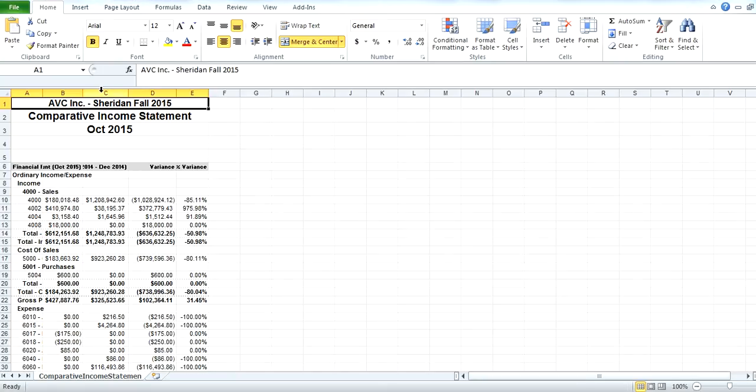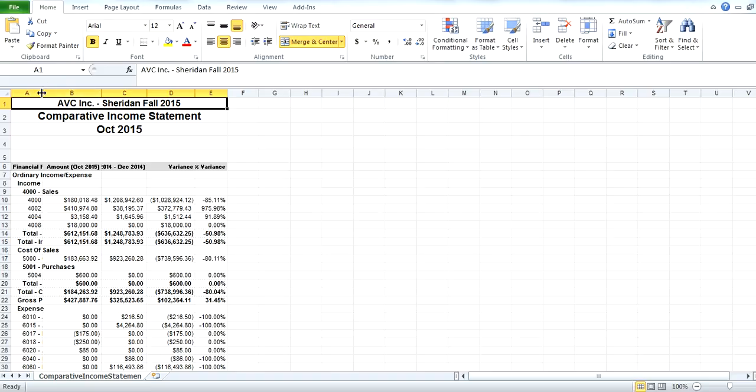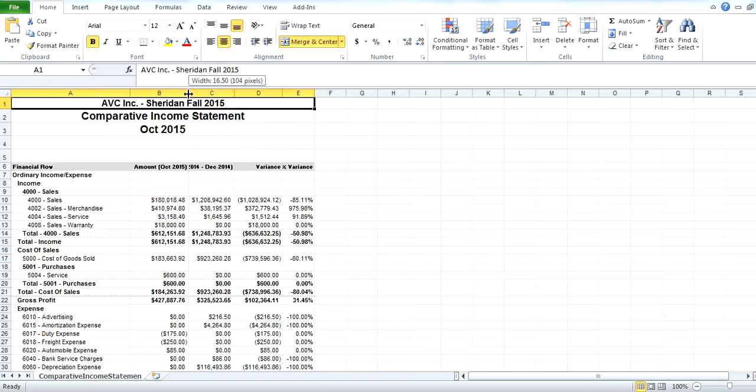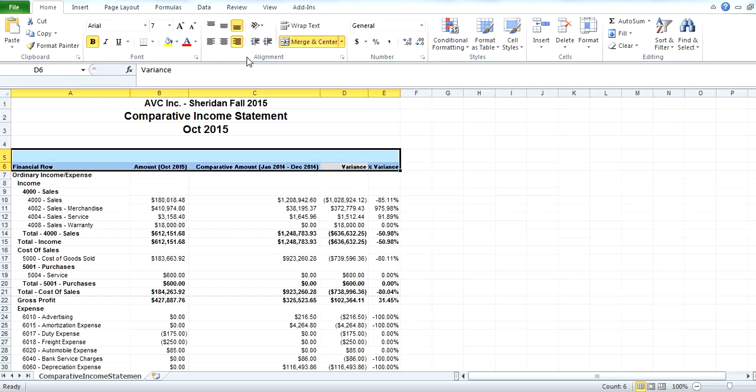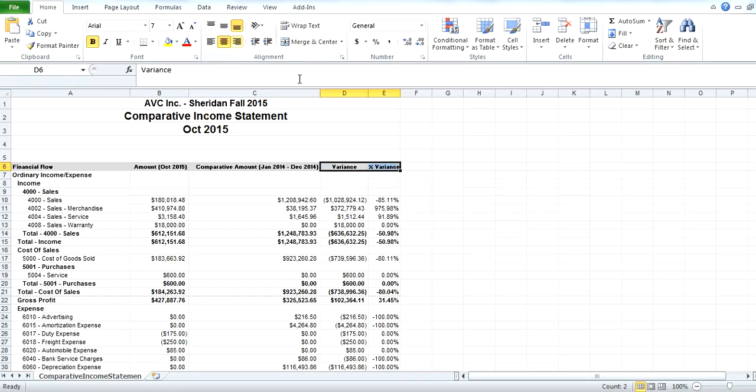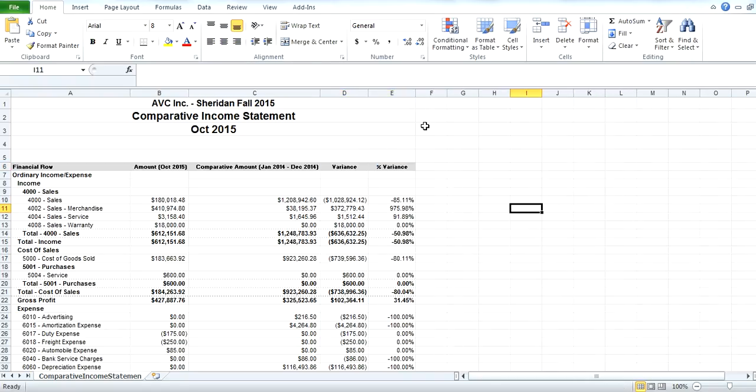So here we have the comparative income statement for October 2015 to the prior period. We have your dollar variance and your percentage variance. Okay, so it's done the horizontal analysis for us. Another great advantage of the NetSuite system.